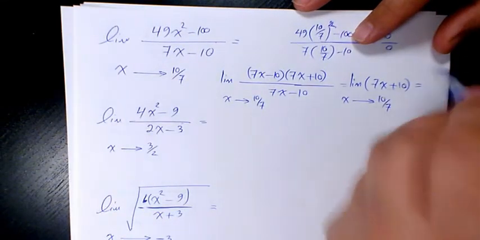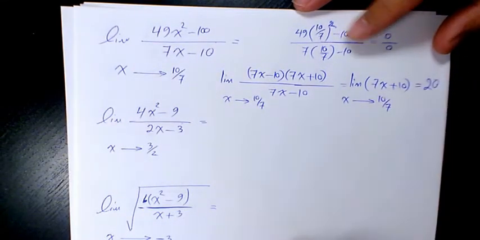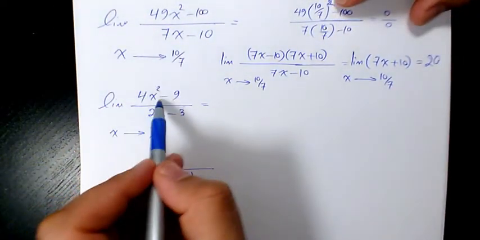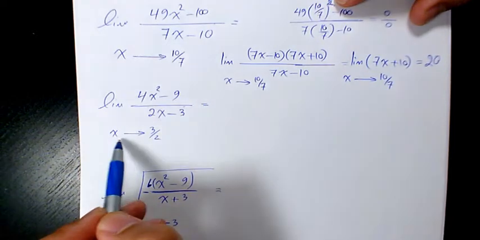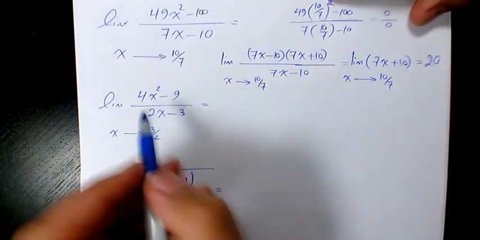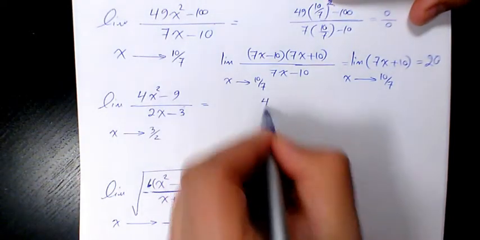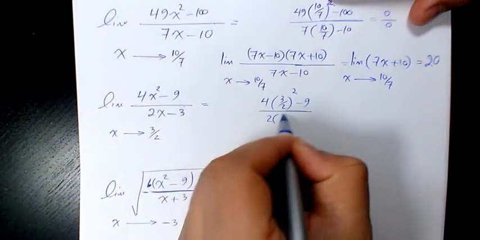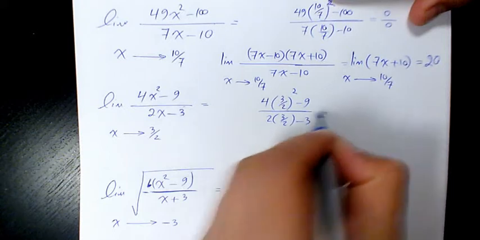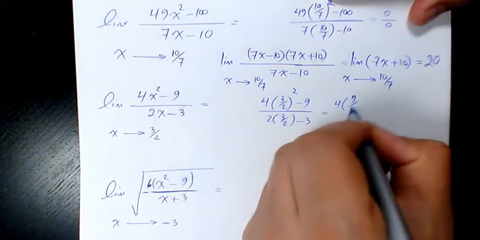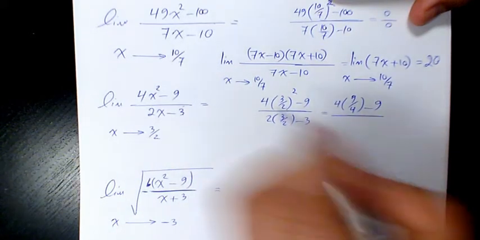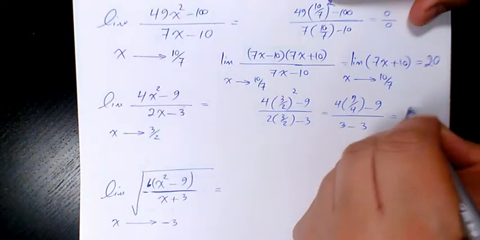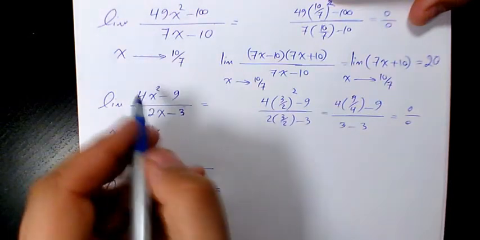When you sub it there, it's going to make it 20. Next one is the limit of (4x squared minus 9) over (2x minus 3) as x approaches 3 over 2. When you sub it there, it's going to be 4 times (3 over 2) squared minus 9 over 2 times 3 over 2 minus 3, which is 4 times 9 over 4 minus 9 over 3 minus 3. That's going to be 0 over 0, so we need to factor that.